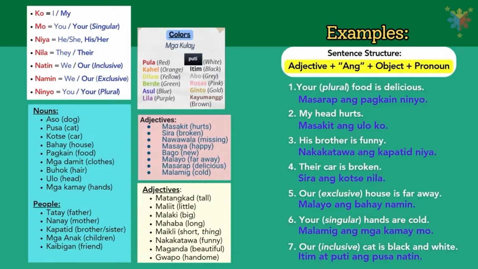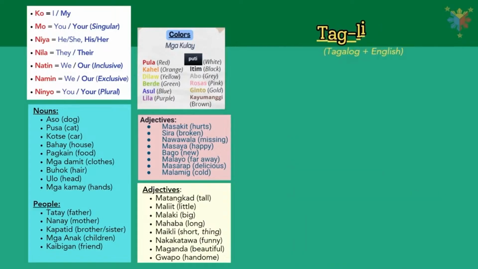And that is how you say and. It's just the word at, A-T. Itim at puti ang pusa natin. All right, so here is a quick Taglish tip. Taglish is Tagalog and English put together. I am a big supporter of using English in Tagalog if you are still learning new vocabulary. So here is one way you can use it.